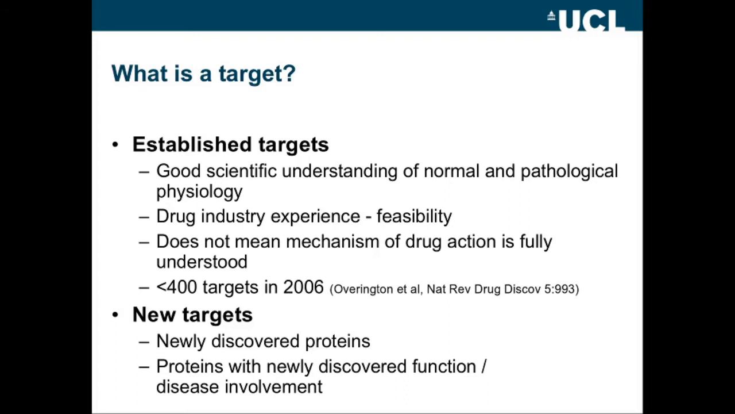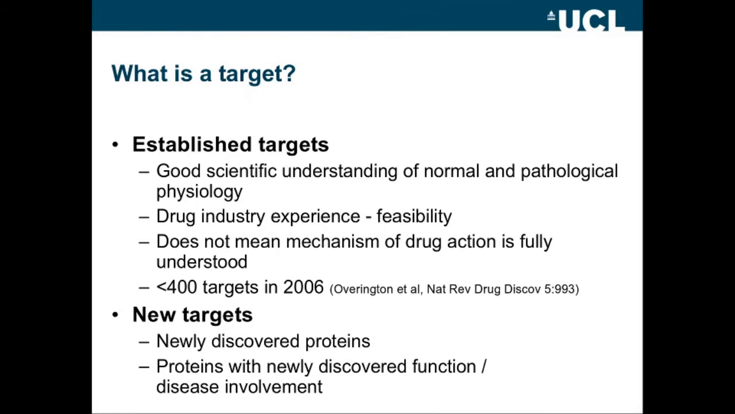So from a paper published in 2006, which I will ask you to download later, there were estimated to be fewer than 400 targets. Now, there's a newer paper looking at targets as well, and one of the things I'll ask you to do in the little exercise then is to look at that paper and see how that number might have changed.